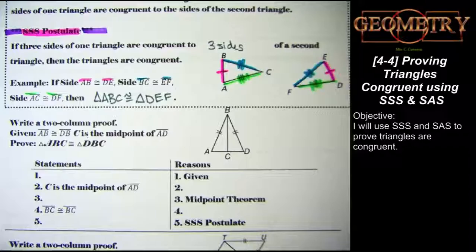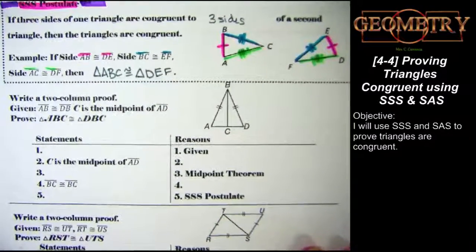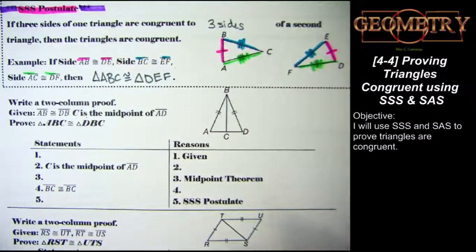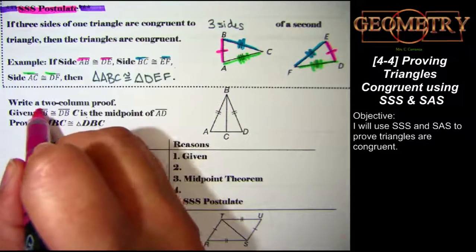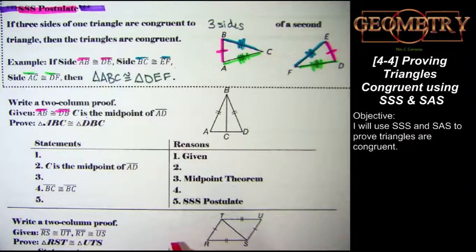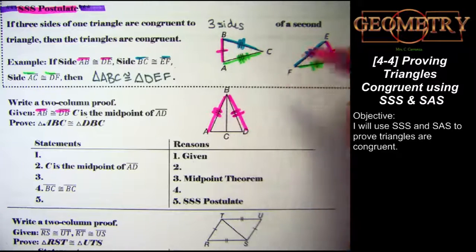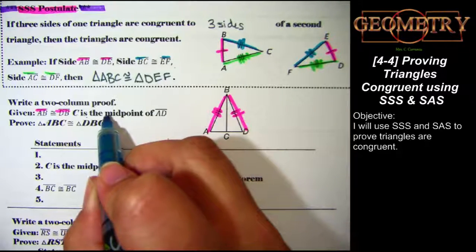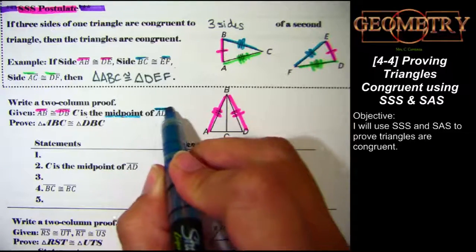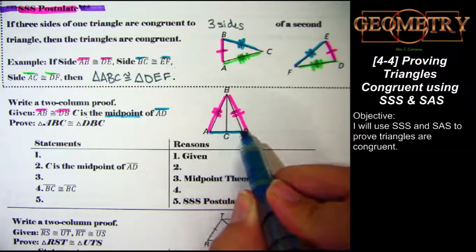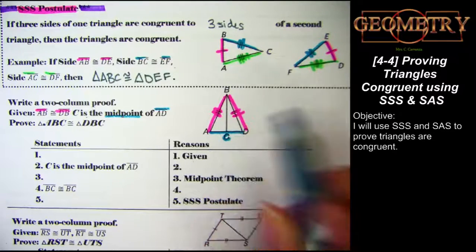Let's use the side-side-side postulate in a proof. Because we are proving that triangles are congruent, we have to go back to our proofs. And we're going to do some two-column proofs. We'll end the day with a paragraph proof. In our paragraph proof, we are given that line segment AB and line segment DB are congruent. Here is line segment AB, here is line segment DB, and they are congruent. The next thing that we're given is that C is the midpoint of line segment AD. Here is line segment AD, and here is point C, the midpoint.